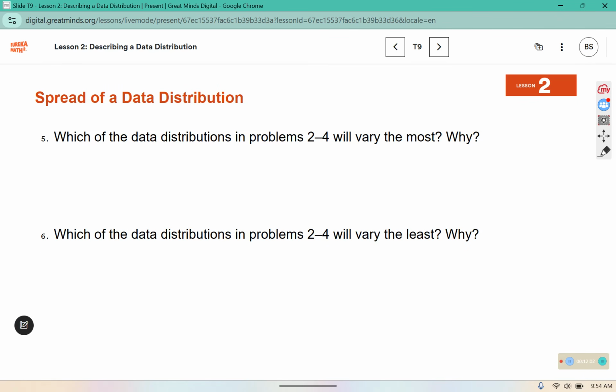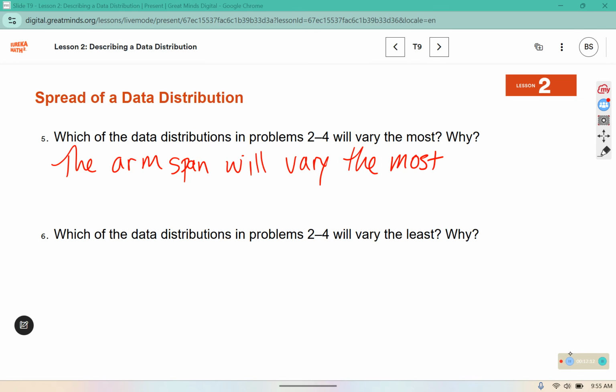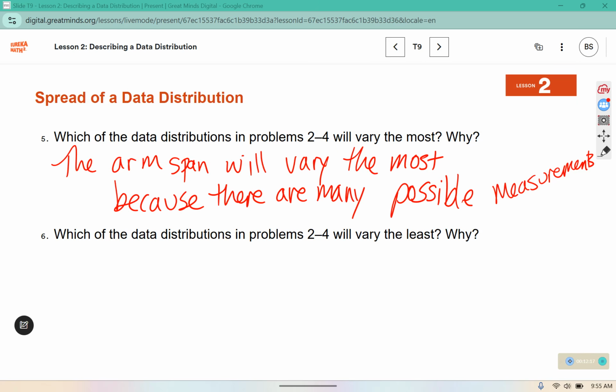Which of the data distributions in problem 2 through 4 will vary the most and why? I think the arm span will vary the most because there are many different measurements. Which of the data distributions in 2 through 4 will have the least variability and why? My prediction is that the year they were born will have the least variability because you should all be about the same age in 6th grade.